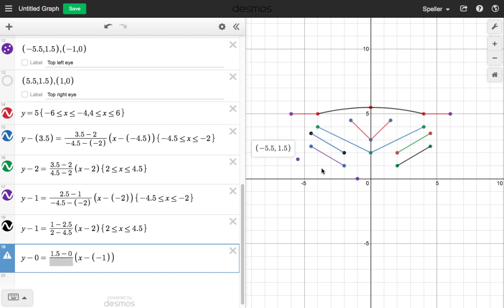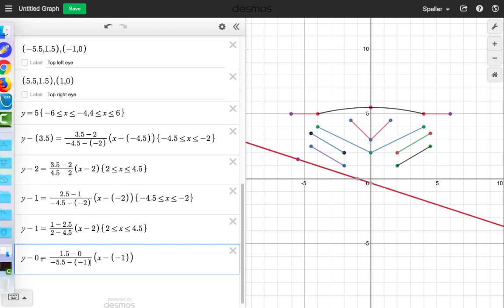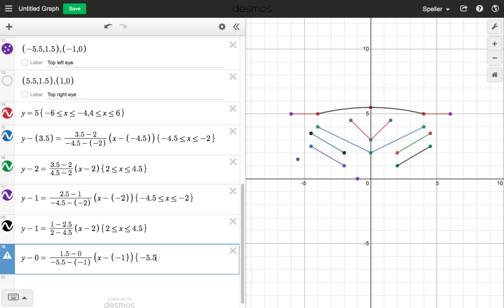And then let's do the x values, which are going to be negative 5.5 minus 1. And let's put that minus 1 in parentheses. Okay, and then we're going to again place in our domain, and we see the domain is going to be right down here, the negative 5.5 to the negative 1. Less than or equal to x, less than or equal to negative 1.